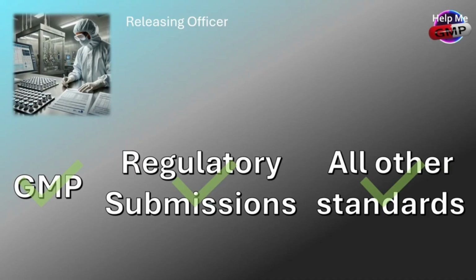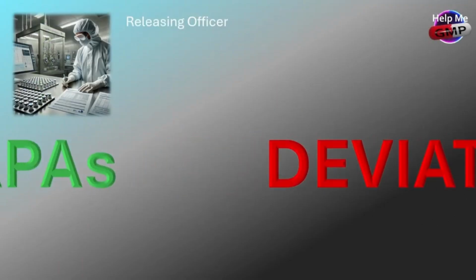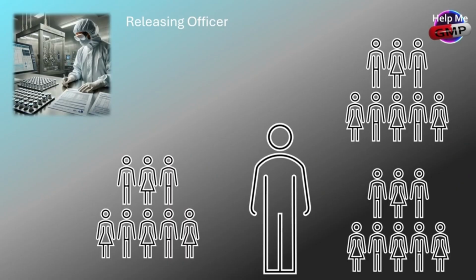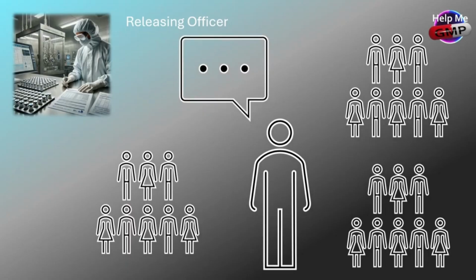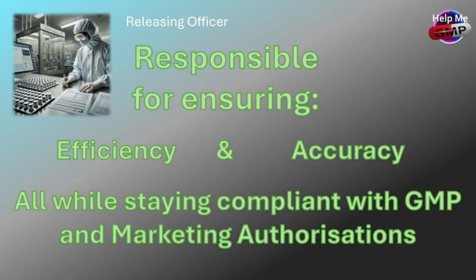Another key part of their role is investigating deviations and, where appropriate, implementing corrective actions. They must be able to work closely with other departments to ensure seamless batch release, while providing updates to stakeholders on batch release status when required. And finally, they are responsible for enhancing efficiency and accuracy in the batch release process, all while staying compliant with GMP and the marketing authorization.